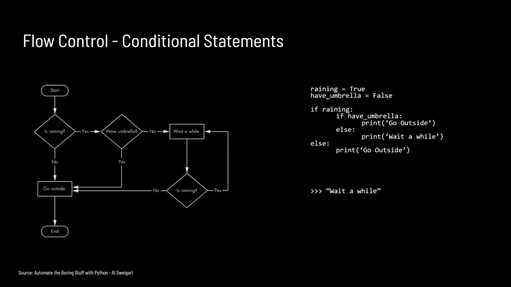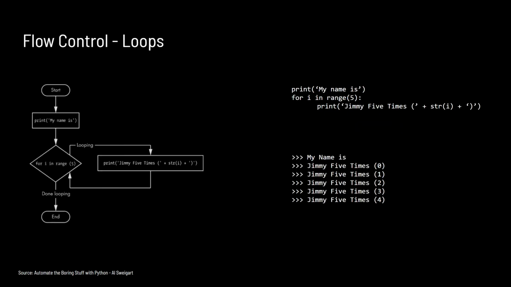This is the exact same thing, but in Python code. Is it raining? True. Do I have an umbrella? False. And if I go through the code here, if it's raining and if I have an umbrella, I can say go outside. And if I don't, I say wait a minute. And the result is wait a while.